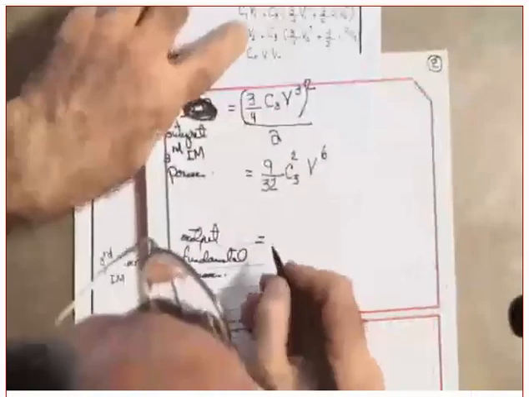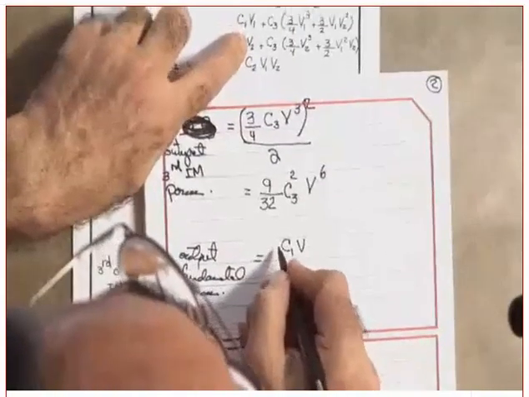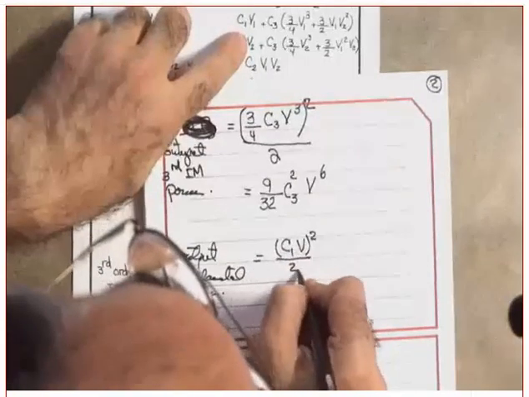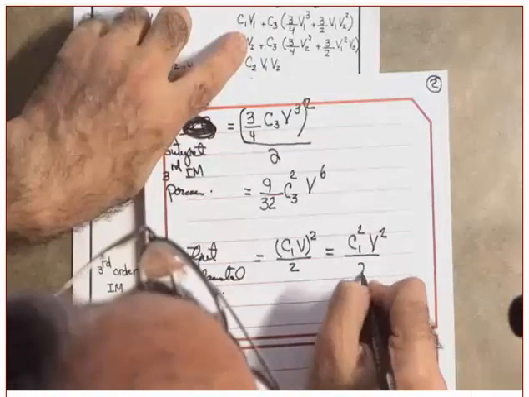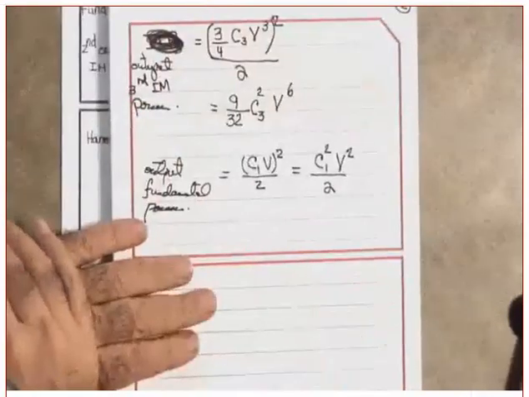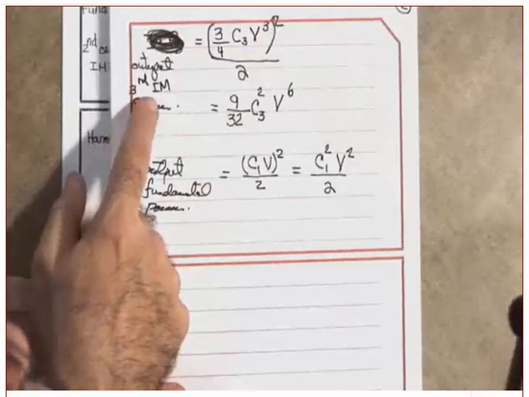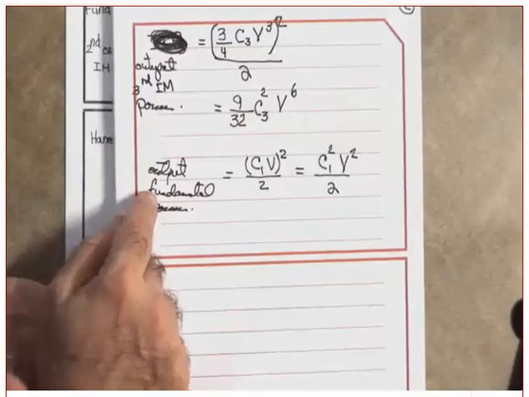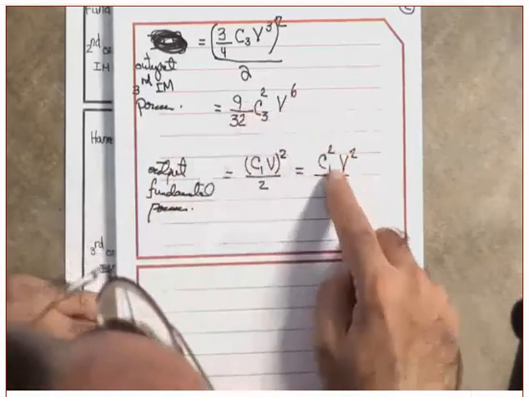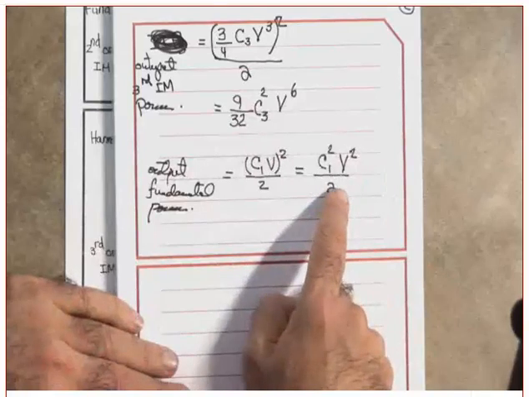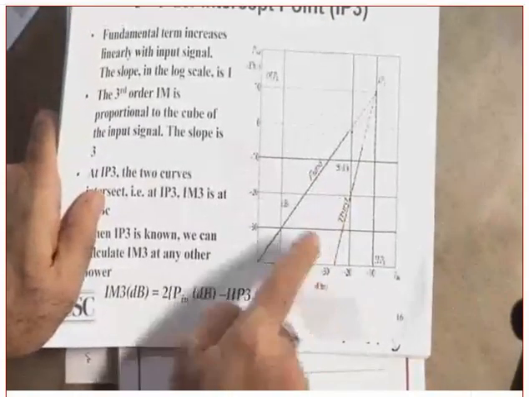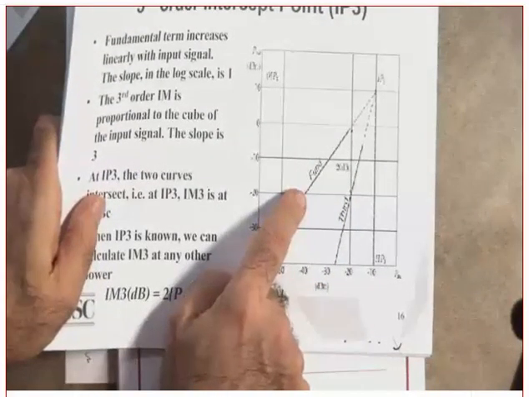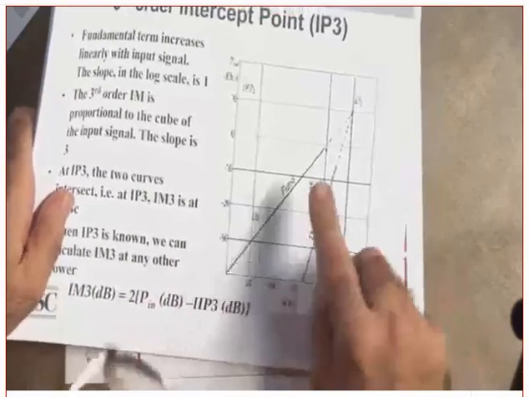The fundamental: C1 V squared over 2, which is equal to C1 squared V squared over 2. Tell me now, what is the relationship between the third order intermodulation power and the fundamental power? This is proportional to the cube of this guy. Yes or no? And that explains why this slope is 3 times as much as this one. Yes or no? Okay.